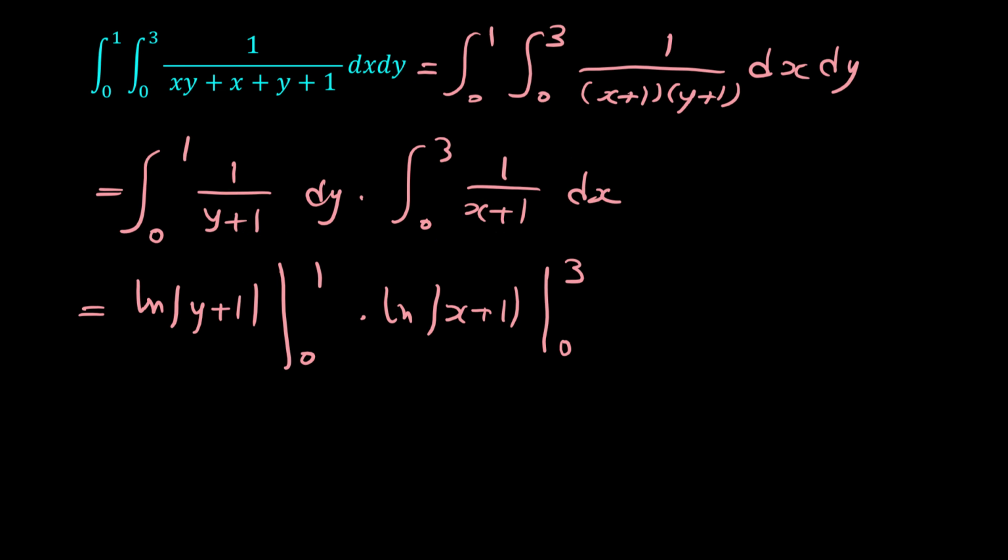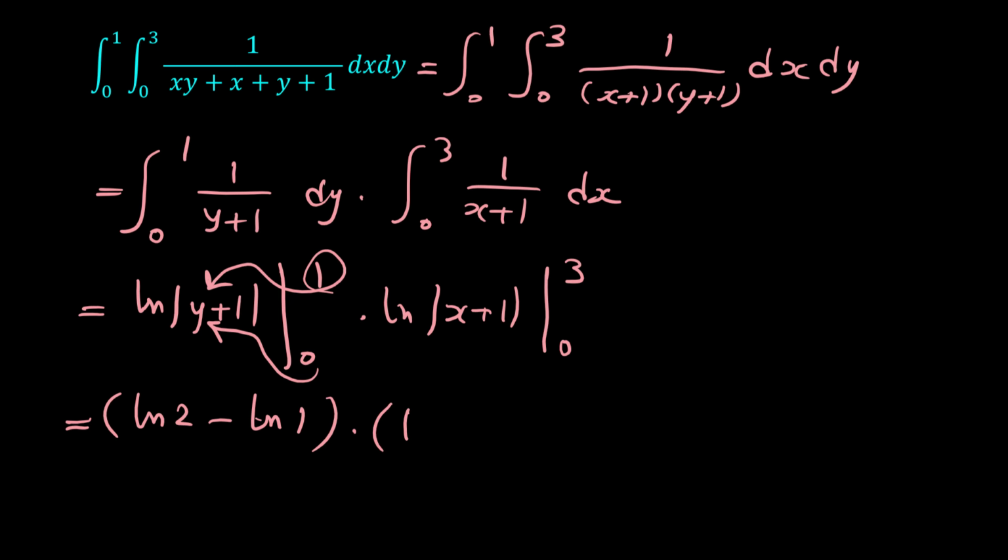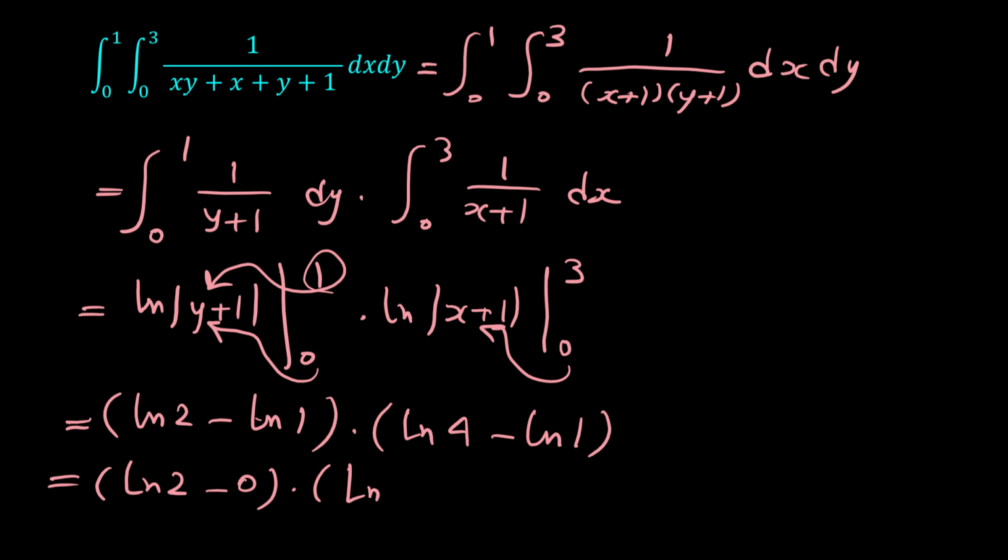Now we have to evaluate these expressions. The first one is, if we plug in 1 here, we have ln of 2. If we plug in 0 here, we have ln of 1. For the other one, we have ln of 3 plus 1, which is ln of 4. If we plug in 0, 0 plus 1 is 1, so ln of 1. For ln of 2, we don't know the exact value, so we leave it as ln of 2. Ln of 1 is 0, so minus 0. Ln of 4 minus 0 is ln of 4. So the answer is ln of 2 times ln of 4.